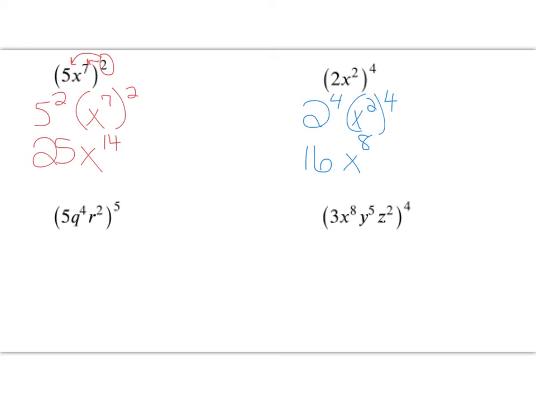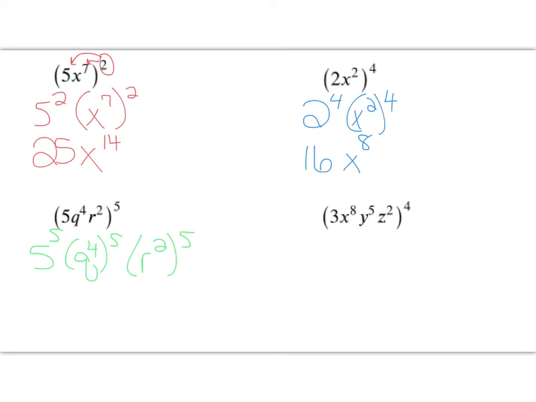All right, so let's get all wild and crazy. Now I have 5q to the 4th r squared all raised to the 5th. So this is still a product. It's still being raised to a power. So you raise each factor to the power. So we're going to take the 5 and raise it to the 5th power. We're going to take q to the 4th, raise it to the 5th power, and r squared, raise it to the 5th power. So use your calculator and tell me what 5 to the 5th power is.